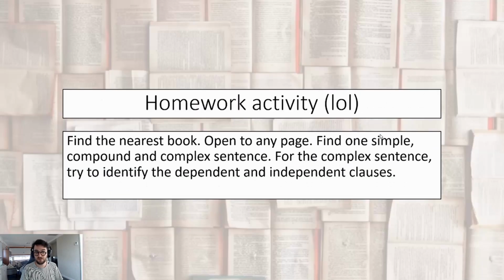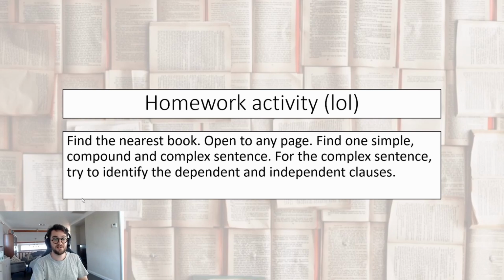So, as homework, quick homework task. Since we're all at home anyway. What I'll get everyone to do, if you want to just practice this, it's obviously not necessary, but if you want to practice this, find the nearest book, open to any page, find one simple, compound or complex sentence. There will be all three on a page because good writers basically interchange these three things, right? So what builds cadence is a variance between your simple, compound, and complex sentences. So you don't want to just have three complex sentences back to back to back. You want to have compound sentences and simple sentences worked in there as well. So if you have a good book, you should be able to find all on one page a simple, a compound, and a complex sentence.